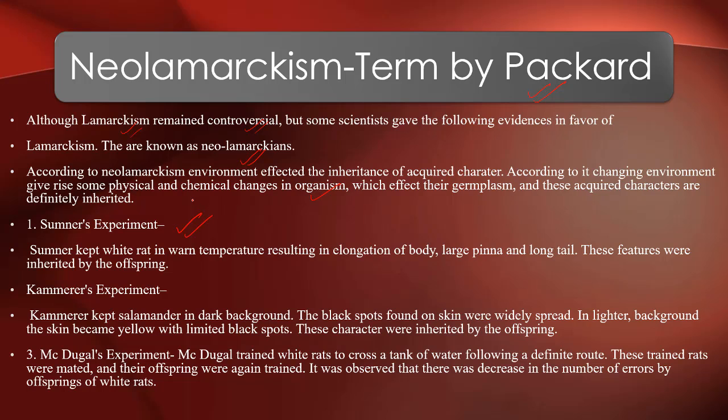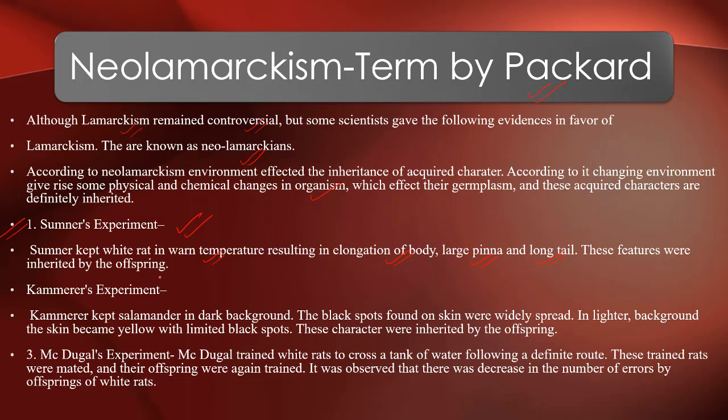For the confirmation, they proposed some types of experiments. Sumner's experiment: Sumner kept white rats in warm temperature, resulting in elongation of body, large pinna, and long tail. These features were inherited by the offspring as well.